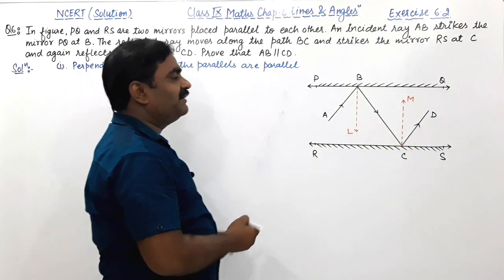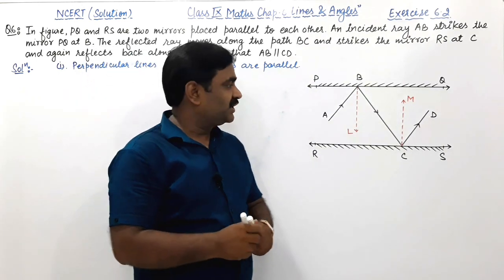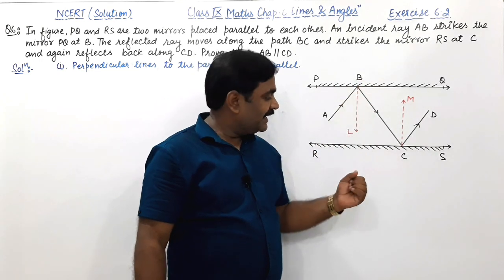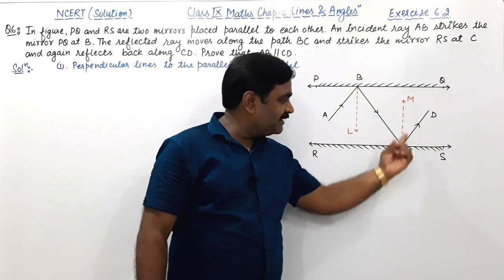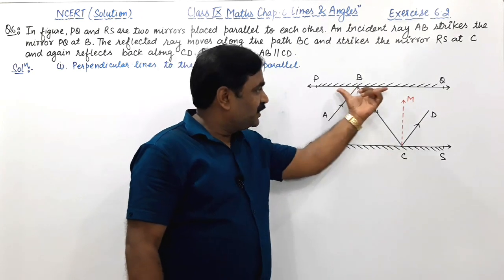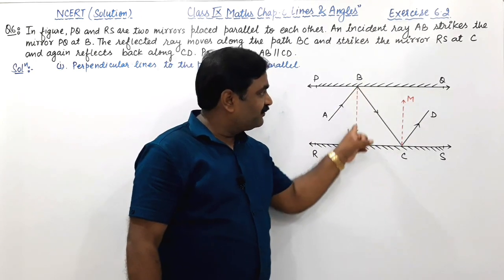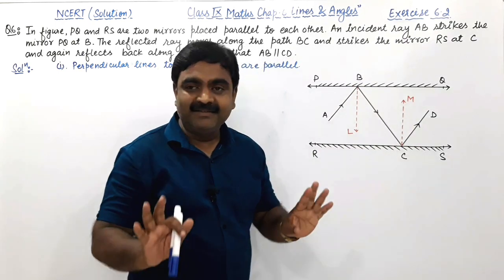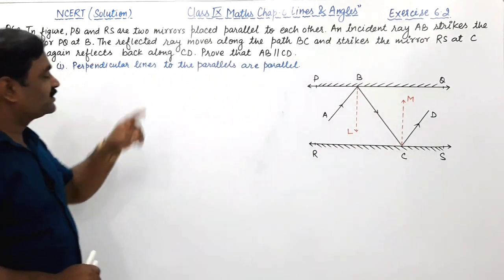This means in this figure we have done a few constructions. We have drawn BL perpendicular on PQ and MC perpendicular on RS. Since PQ is parallel to RS, BL will be parallel to MC, according to this rule.